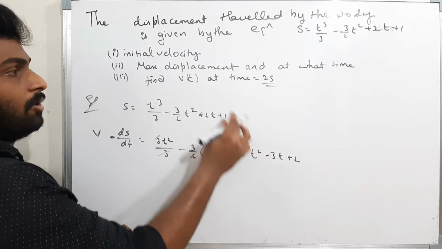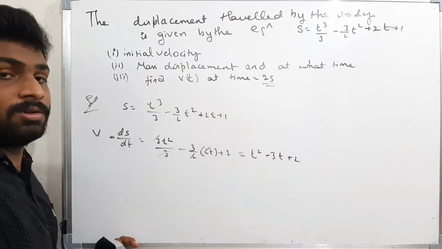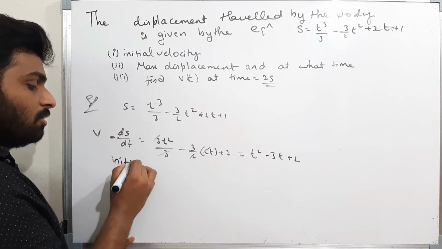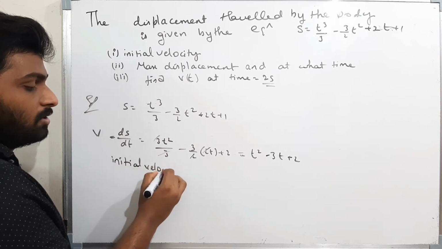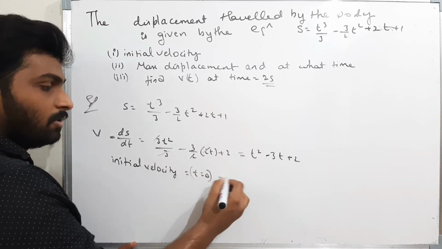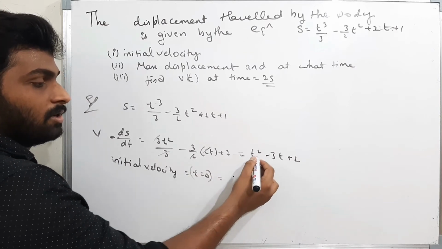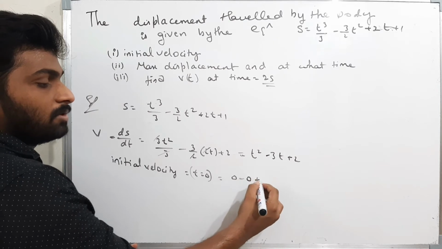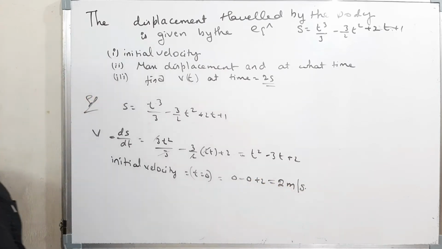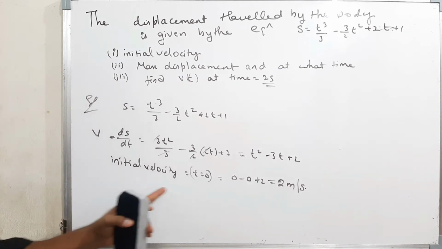Okay, well and good, I got it. Now you have to find the initial velocity. Initial velocity means at time t equal to 0. Therefore, keep t equal to 0 in this. What is initial velocity? 0 minus 0 plus 2. That is nothing but 2 meters per second. Okay, well and good. Now I got the initial velocity.